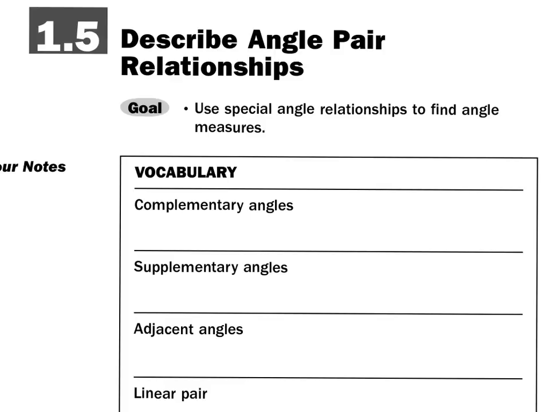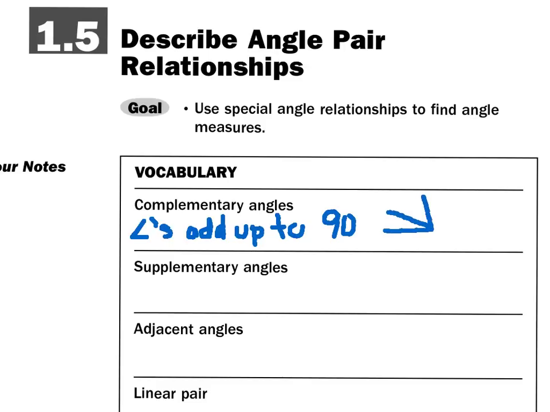Vocabulary. Complementary angles. This is the symbol for angles. Complementary angles add up to 90 degrees. So this angle and this angle would be complementary. Now, they don't have to be right next to each other like that. They could be something like this, as long as the numbers in here, like 70 and 20, add up to 90.